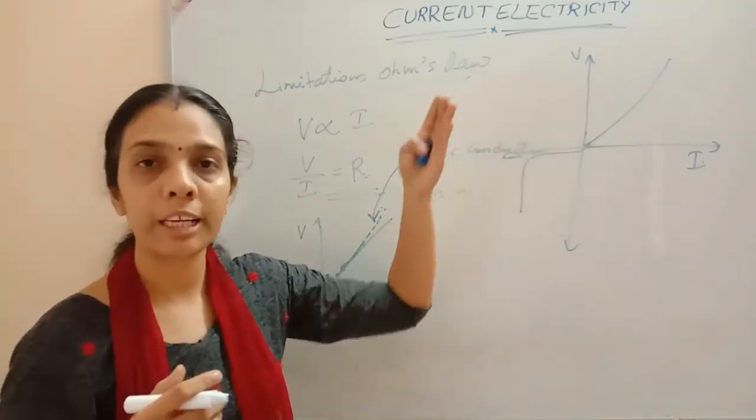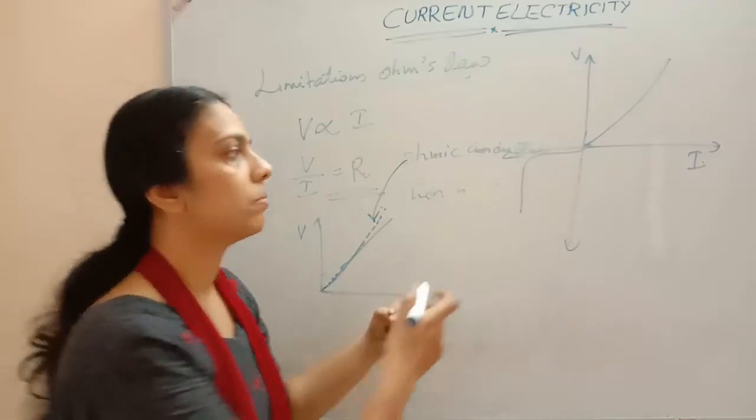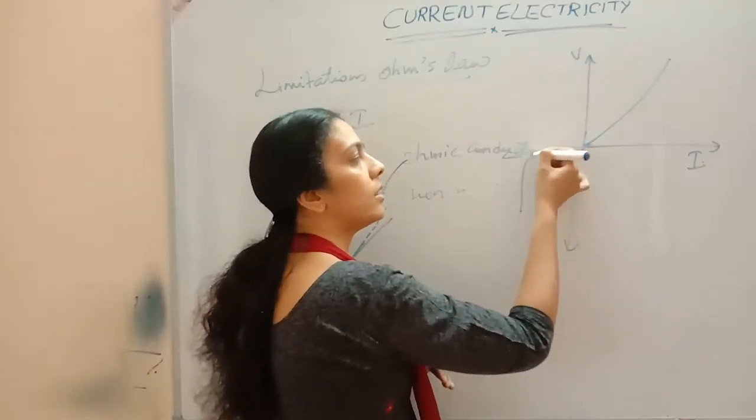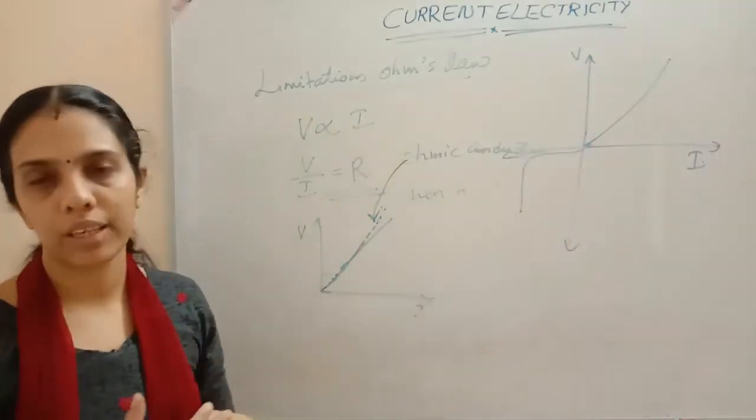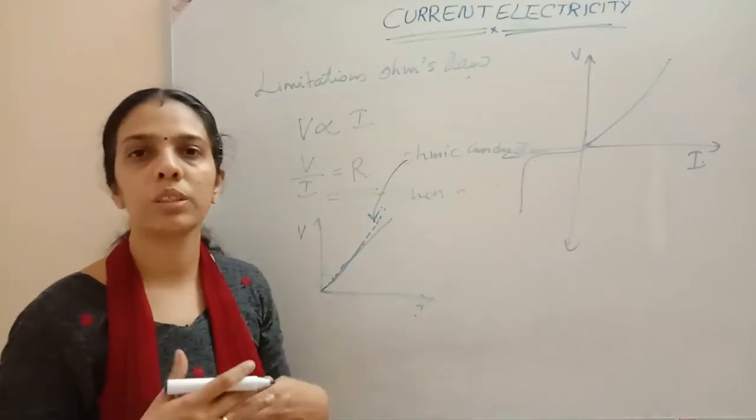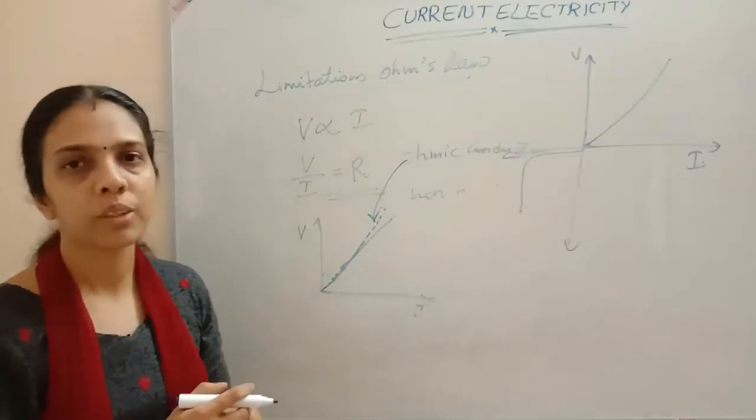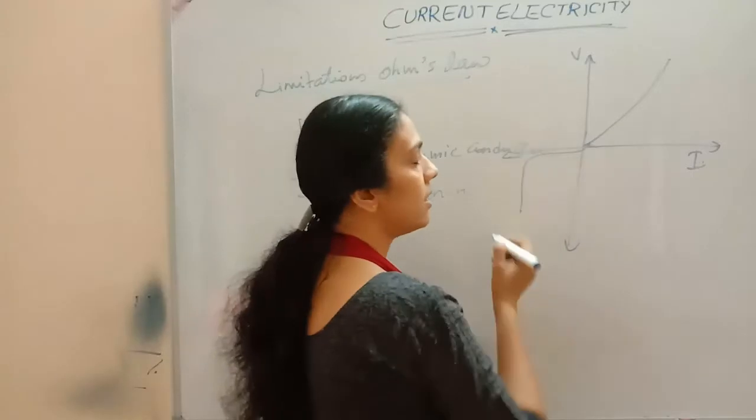As we are reducing the current, the voltage value will be varying, or as we are reducing the voltage, the current value will be varying. Okay, clear? So that is another drawback.